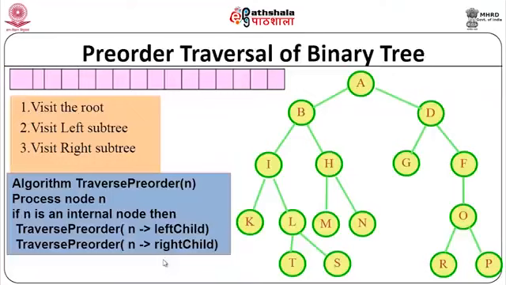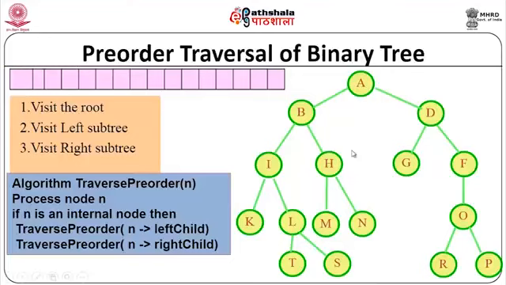So, we will take each node. I have got a small simulation of this. So, pre-order: visit the node, visit the root, visit the left subtree, visit the right subtree. The algorithm is again a recursive definition: process node n, traverse pre-order the left child, traverse pre-order the right child. So, how do we do this?